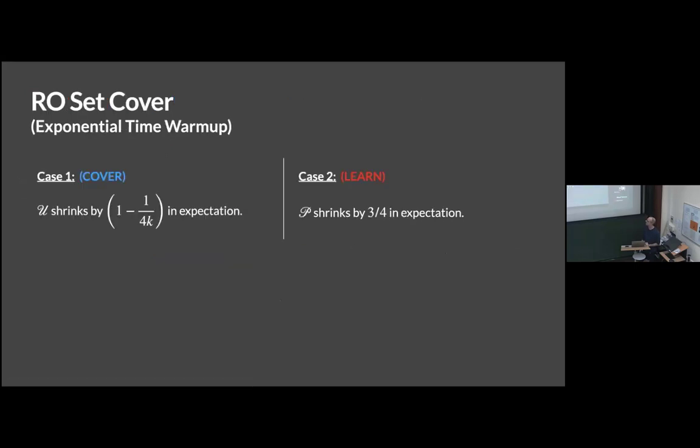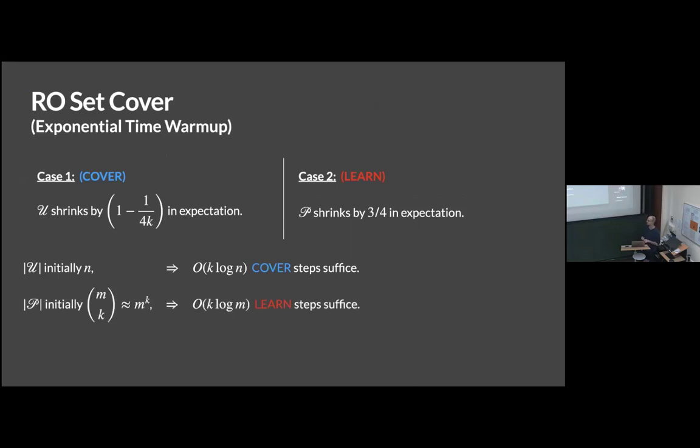All right. So let's suggestively call case 1 a cover step and call case 2 a learn step. So U is initially of size n. How many times do you need to shrink n by 1 minus 1 over 4K until you get to a constant fraction? Well, K log n. So after K log n cover steps, I've covered everything and I'll never incur costs again.